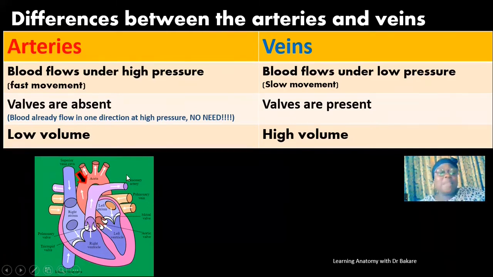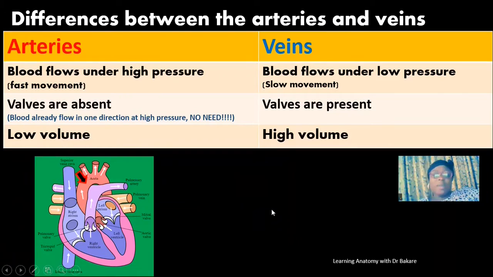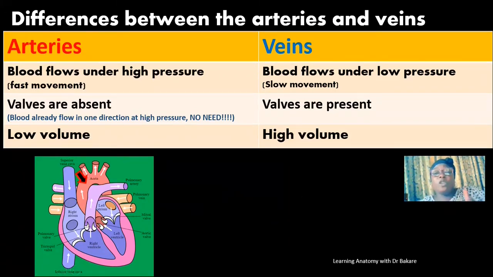Also to add that blood movement within the artery is seen to be very fast. So the rate of movement is fast because of the pressure that is imparted on the wall. While in the wall of the vein, the flow of blood seems to be slow because of the low pressure.